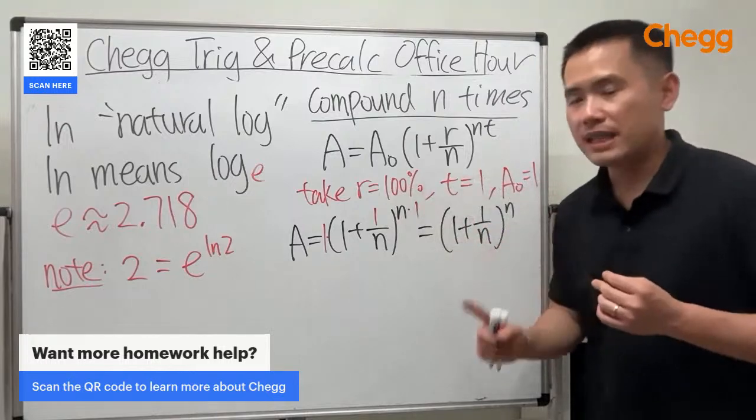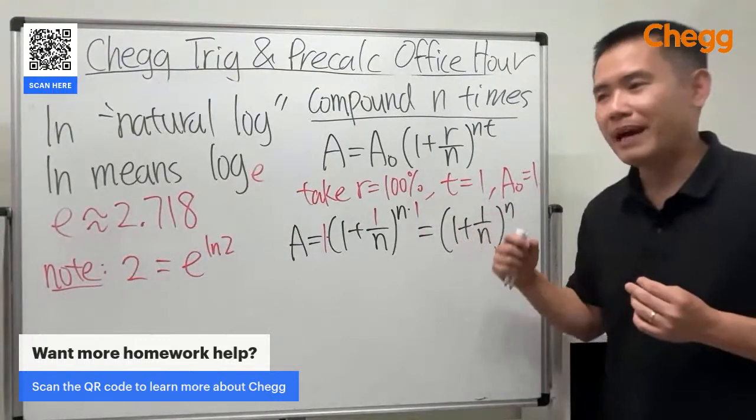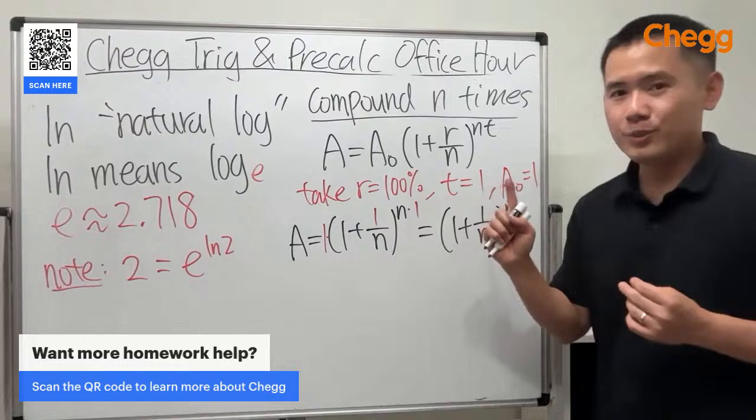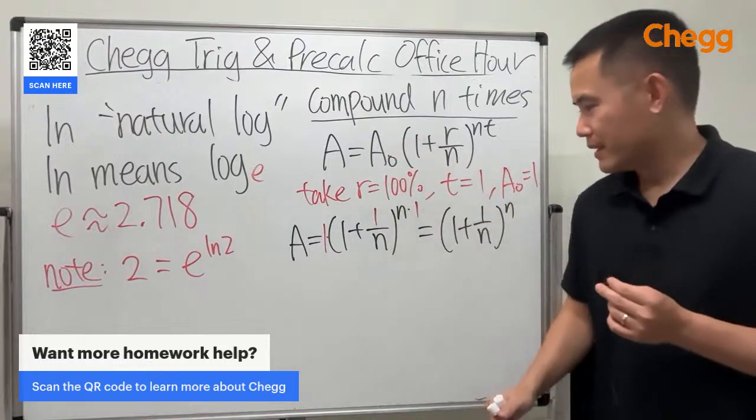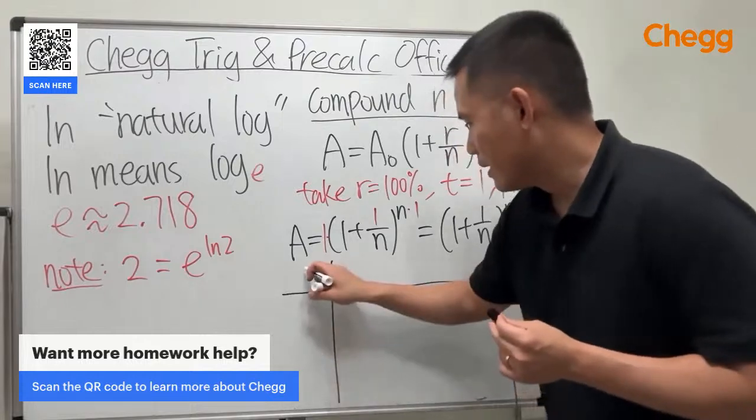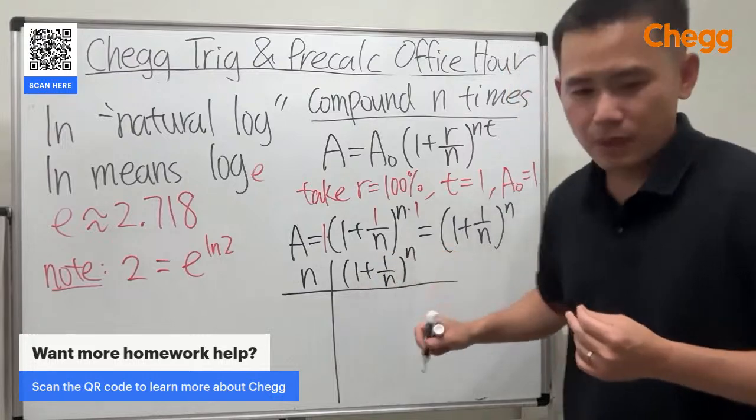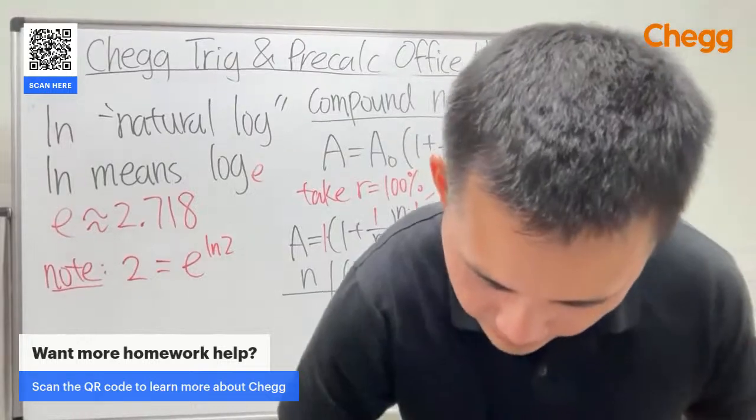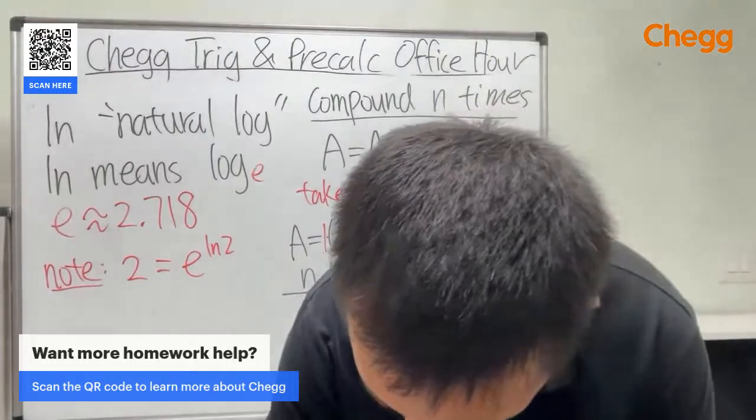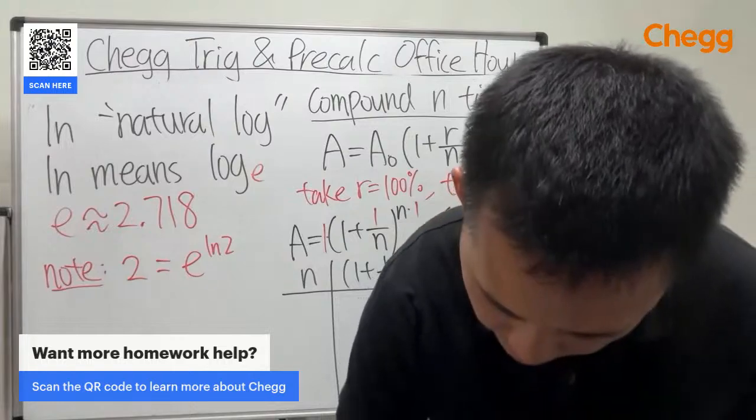The interesting part is that if you compound enough times in a year, by enough I mean infinitely many times, this is going to be approaching the special number e. Let's see if we have some space. n, and then 1 plus 1 over n raised to the nth power. I do have my notes from my class. I did do this the other day. So let me look that up with the numbers so I don't have to use a calculator. So this way we can have more time.